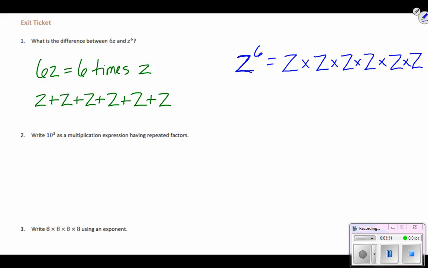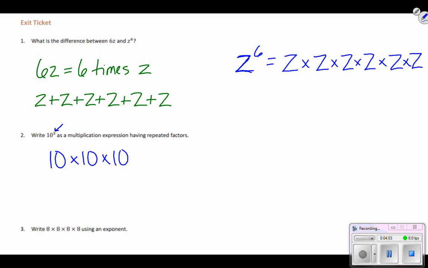Number 2. Write 10 to the power of 3 or 10 cubed as a multiplication expression having repeated factors. So remember, the base is a number that's being multiplied over and over again. The base is your big number, and that's 10. And your exponent, or the power, tells you how many times that number is going to be used as a factor. And our power is 3. So I'm going to use my 10 as a factor 3 separate times. And that just shows the expression with the repeated factors.